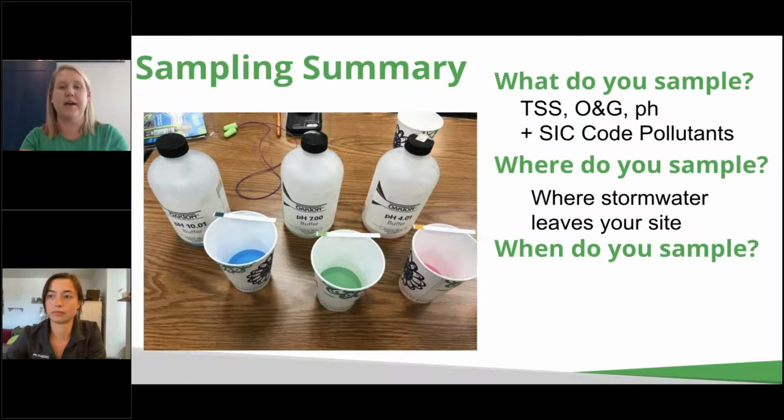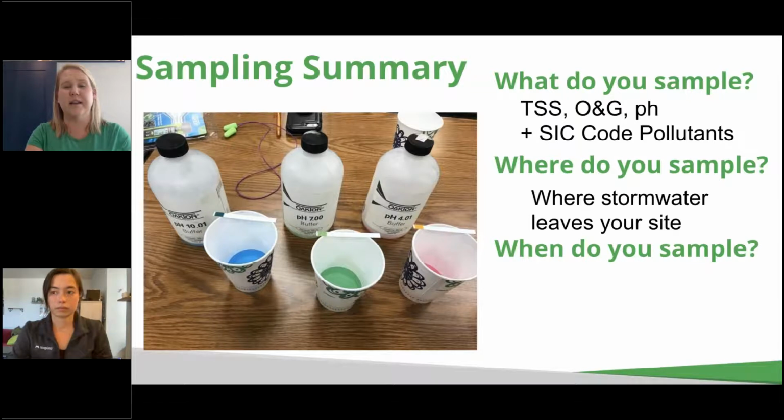Where do you sample? You want to sample where the stormwater leaves your site. Again, if it's in a pond and not leaving your site, don't scoop that pond water out. Wait till you discharge it. And then it's also a good practice, maybe once a year during a rain event, to walk the perimeter of your site and make sure there's no surprises. The water's not leaving anywhere else.